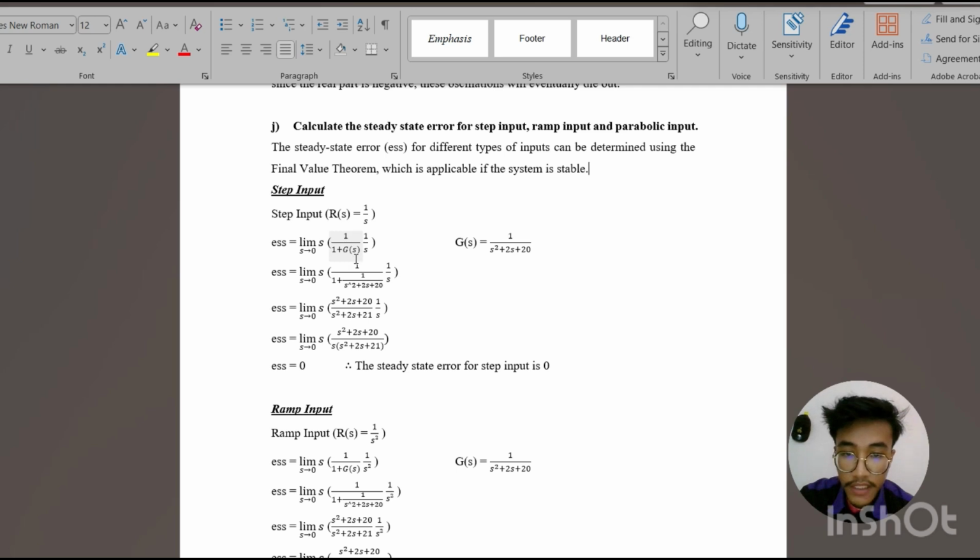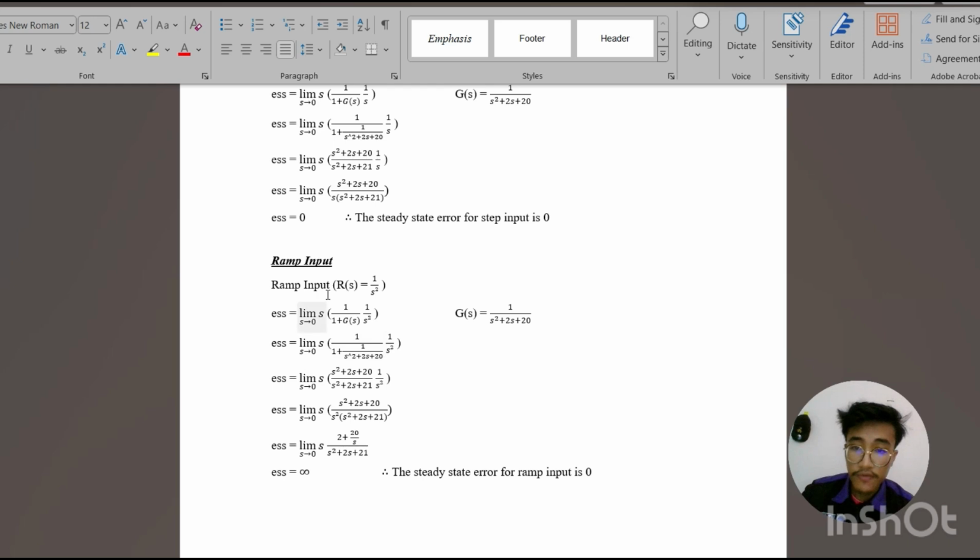G(s), the value of G(s) we take from above, which is 1 over s square plus 2s plus 20. So we just put it in the equation, and after the calculation, we get the steady state error is equal to 0. So the steady state error for the step input is 0.